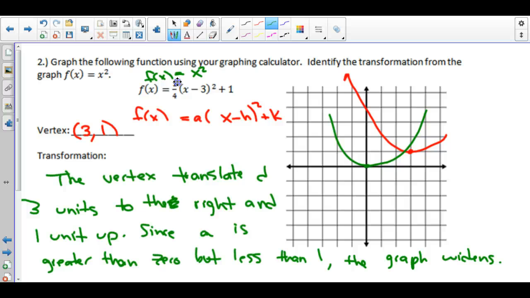If we had an a value that was greater than 1, like a value of 3, it would make the parabola really skinny. And another thing to note is if a is less than 0, that would flip the graph downwards, so then it would be like a reflection over whatever axis, like the x-axis in this case. And that would be if the a value were negative.